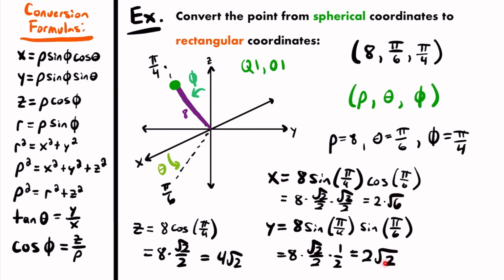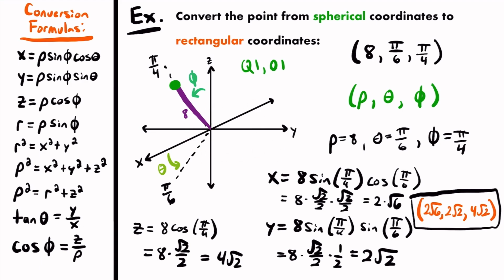Okay, so putting those three coordinates together, we have a final answer of 2 square roots of 6, comma, 2 square roots of 2, comma, 4 square roots of 2. Those are the rectangular coordinates that are equivalent to these spherical coordinates. They both represent the same point in the 3D coordinate system.